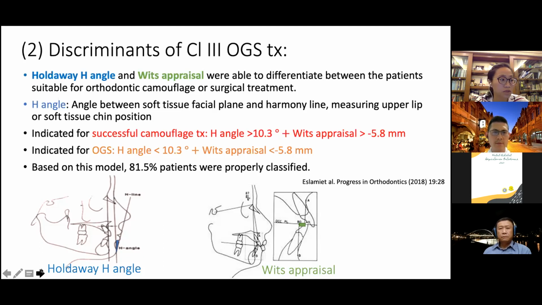They indicate that for successful camouflage treatment, the initial E angle should be more than 10.3 degrees, and the Wits appraisal should be more than negative 5.8 millimeters. According to their study, 81.5% of the patients were properly classified.